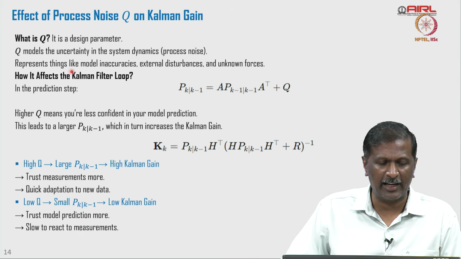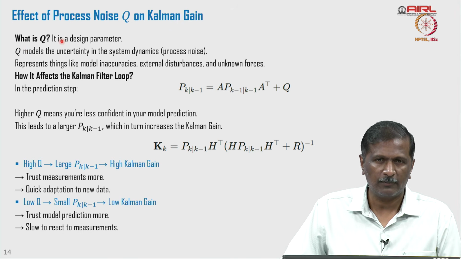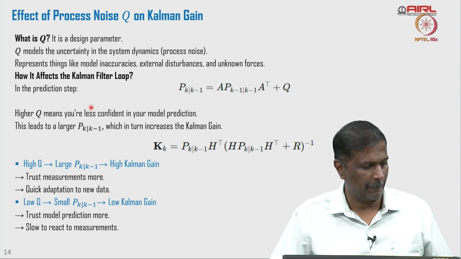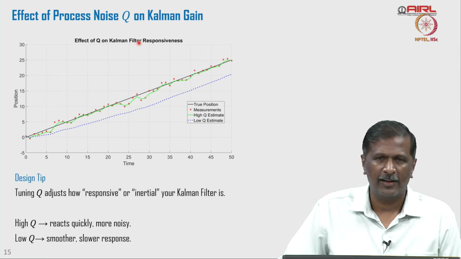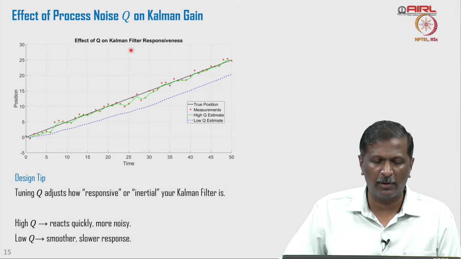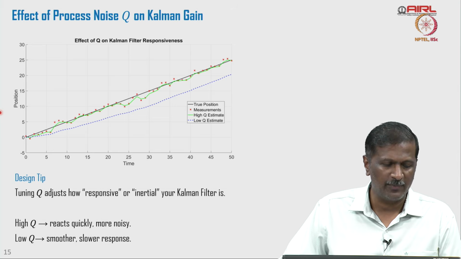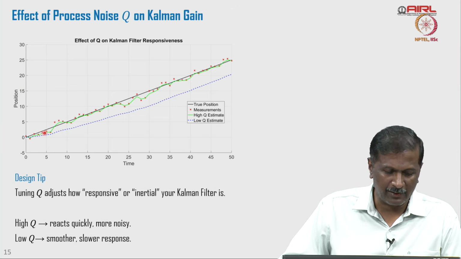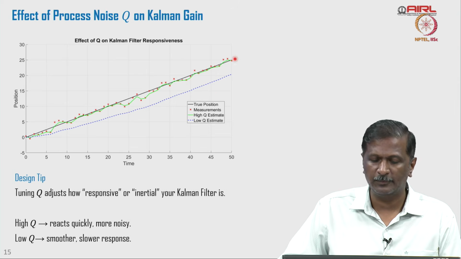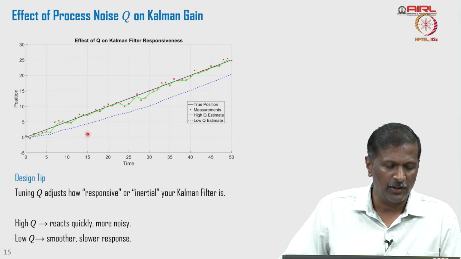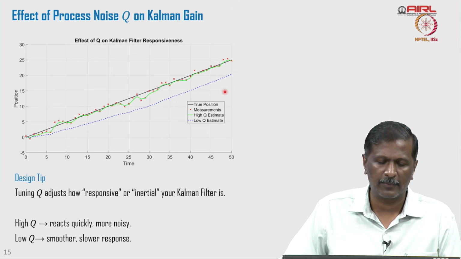So, you need to understand what the system is, what state we are measuring, how we are selecting the Q and its influence clearly. I just did a small simulation to show the effect of Q on Kalman filter responsiveness. I am looking at the position of the drone, right. The black line is the true position of the drone. The red dots are my measurements, what is available. You can see the measurement is noisy.